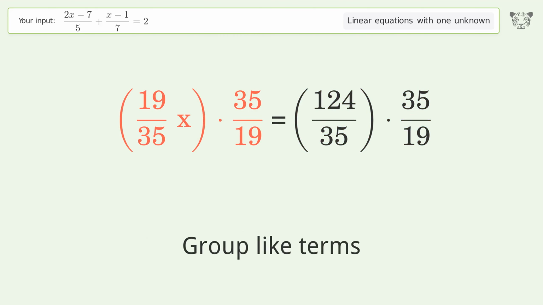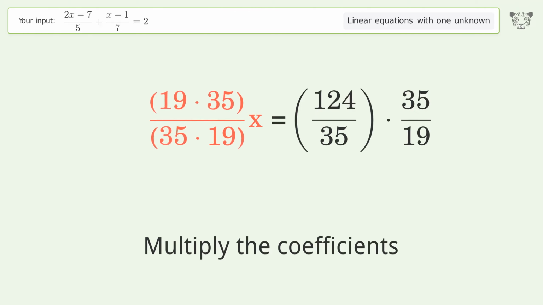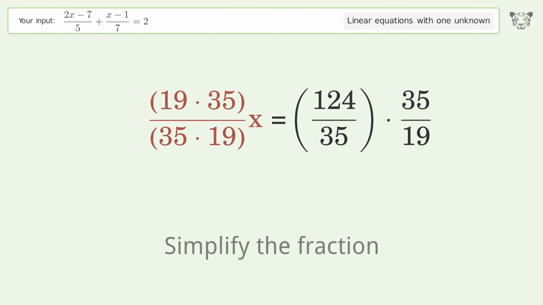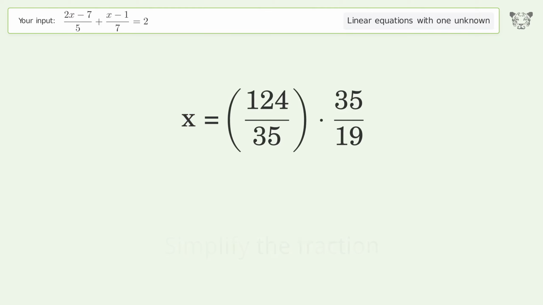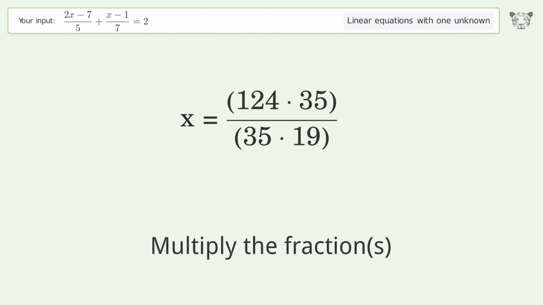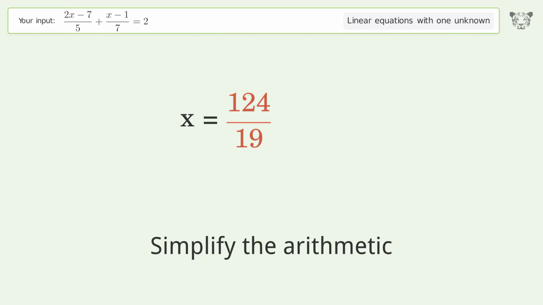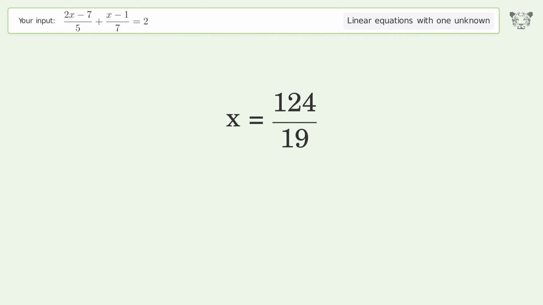Group like terms. Multiply the coefficients. Simplify the fraction. Multiply the fractions. Simplify the arithmetic. And so the final result is x equals 124/19.